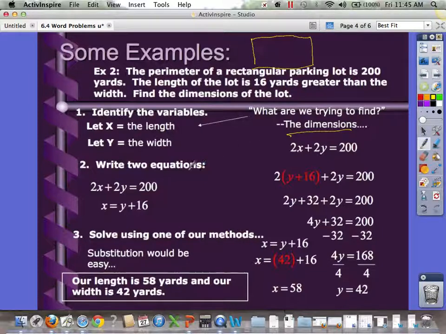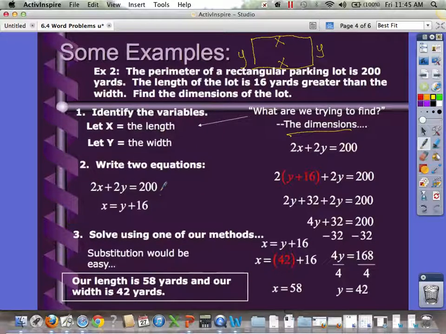So you're going to write two equations. We're going to have 2x plus 2y equals 200, because it says the perimeter is 200. Remember, perimeter means you're going to add up all the sides. So if the length is x, I'm going to put that right there. That would mean this is also x, this is y, and this is y. So that is how we got 2y plus 2x equals 200, because they said the perimeter is 200.